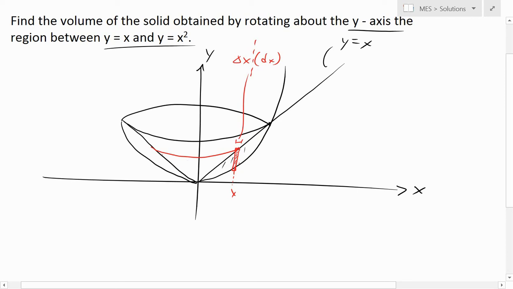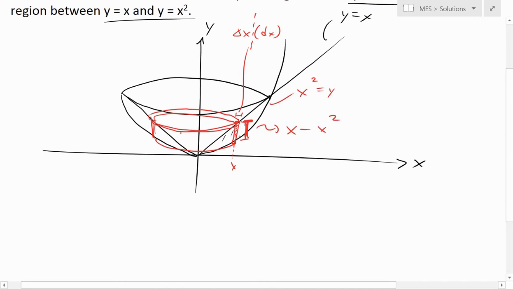Now we're rotating it about this, so we'll have a shell, and it will look something like this right here. It's 3D, so it looks something like that. Now this height right here, because we know this is y equals x squared, is going to be the taller function minus the shorter one. So that's x minus x squared. And that is our cylindrical shell.